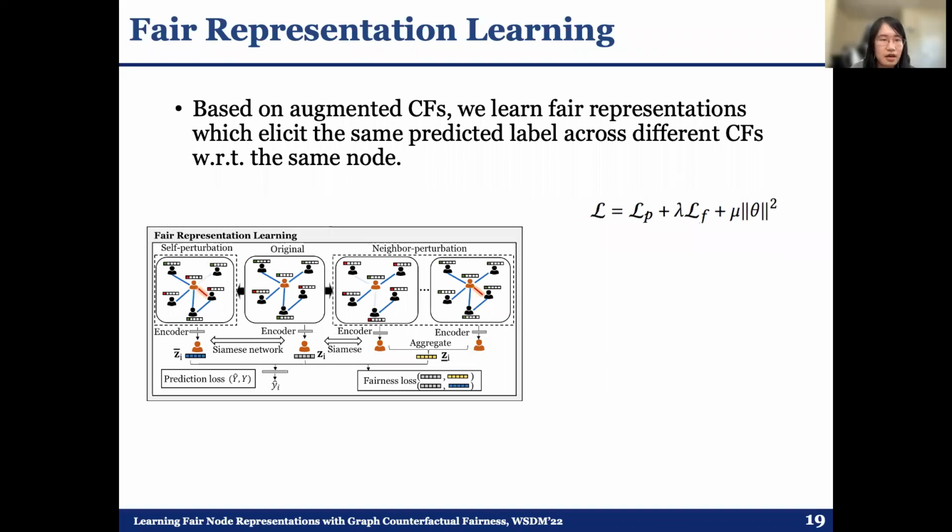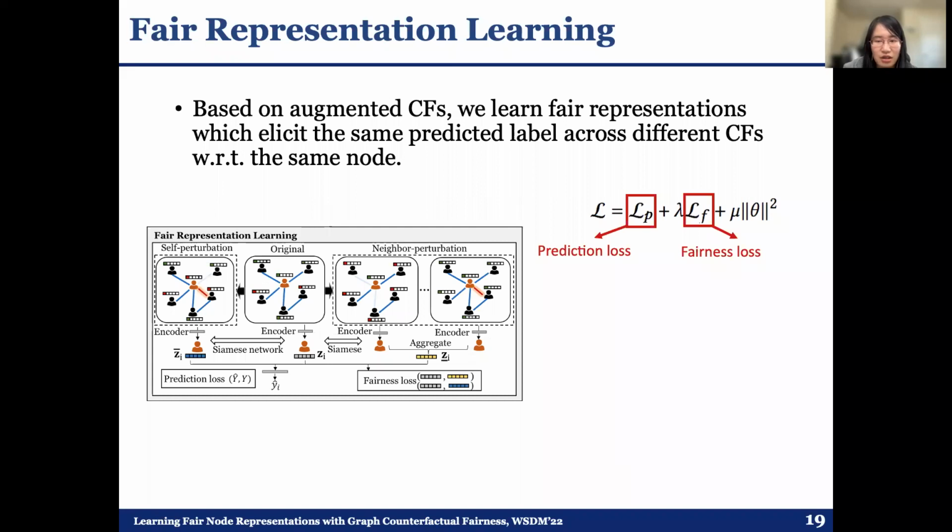Then, based on the augmented counterfactuals, we try to learn fair representations which can achieve the same predicted label across different counterfactuals with respect to the same node. And here, the loss function includes two terms. First, the prediction loss and the fairness loss. The prediction loss encourages the learned representation to achieve good prediction performance. This is a very normal loss term.